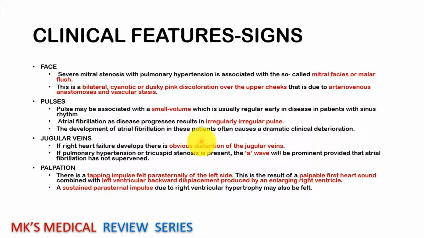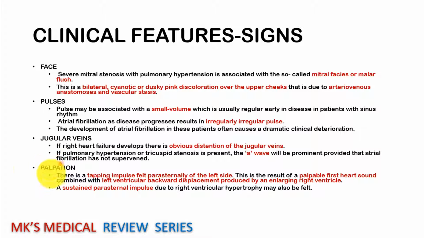You may get obvious distension of the jugular veins in right-sided heart failure. And then, of course, if you have pulmonary hypertension or tricuspid stenosis, you may see prominent A waves on your JVP, provided that atrial fibrillation has not supervened.